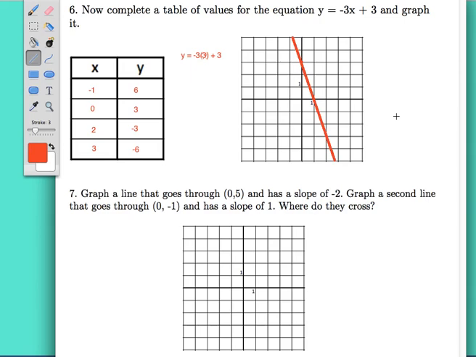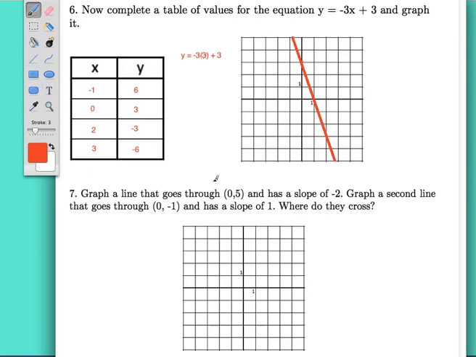All right, so you were hoping this moment would come sooner, but here you are. The last question in the package, question 7, says graph a line that goes through 0, 5 and has a slope of -2. Now you might already be thinking to yourself, I bet I could write the equation for that, right? If it's got a y-intercept of 5 and a slope of -2, then I could write that as y equals -2x plus 5. But for the purpose of answering this question, I don't even need to be that sharp.